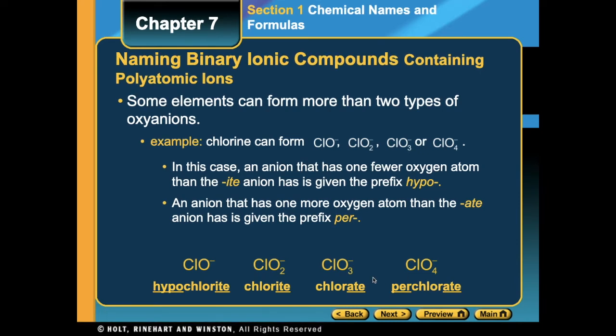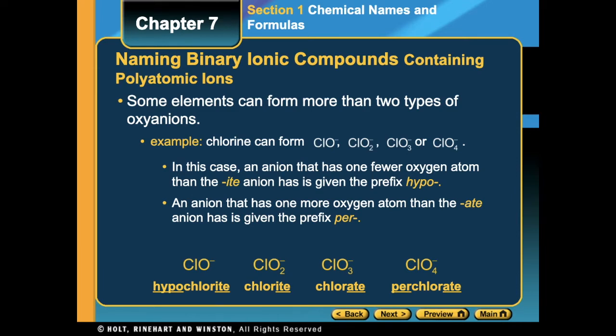And remember, if we have chloride, then that's just Cl negative with no oxygens. As soon as you see ites, ates, hypos, or pers, that tells you that this is not just a regular ion that I can find in my periodic table. This is a polyatomic ion that I need to find in a different table, okay?